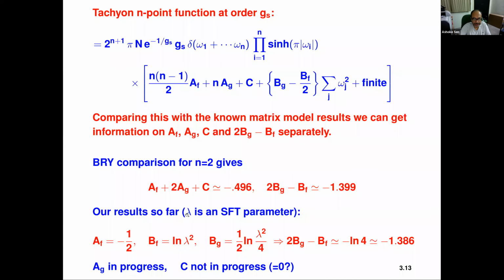Here in this result, lambda is a string field theory parameter. So in the final result, all physical quantities should be independent of lambda. The result that we have so far is AF is minus half, BF is log lambda square, BG is half log lambda square by 4. AG is work in progress. Hopefully this will be done soon because this is in the last stage.